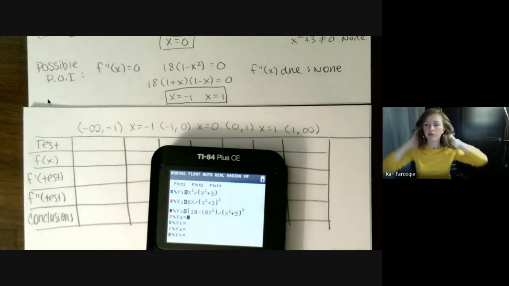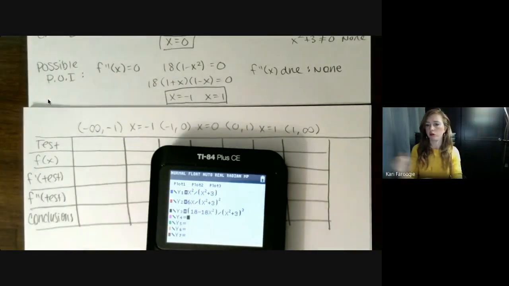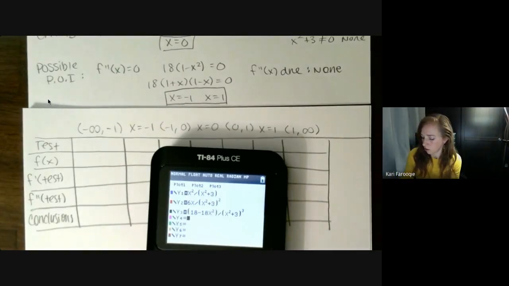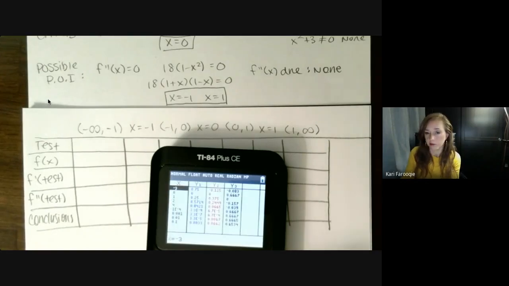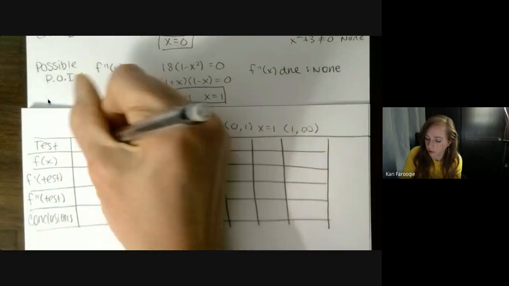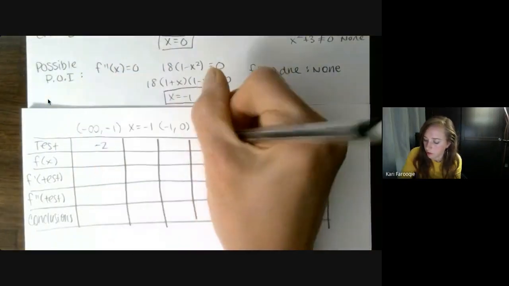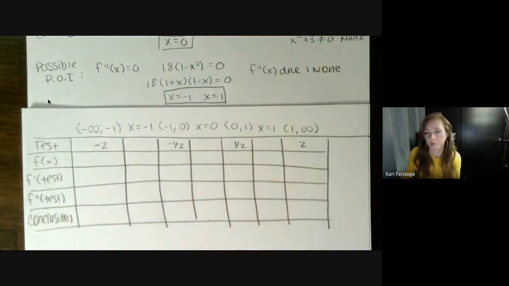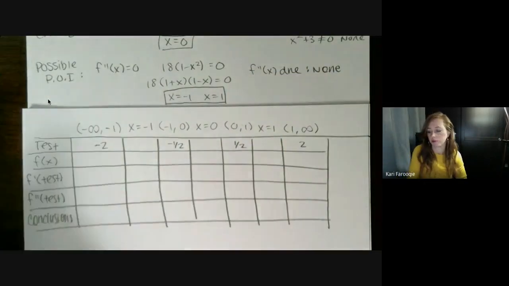Once you have entered all of your important information, you are going to go to your table. Oh, and we never even put down test values. Let's do that real quick. I don't know. -2, -0.5, +0.5, +2. That's easy enough.